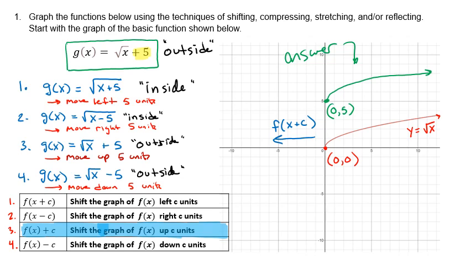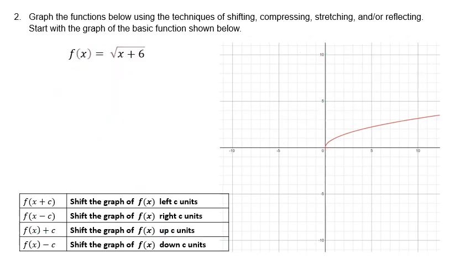Okay, next one. We'll do this much quicker because we've already done the theory, the explanation. So we want to graph the function f of x equals the square root of x plus 6. We've got addition on the inside, so that looks like case number 1.